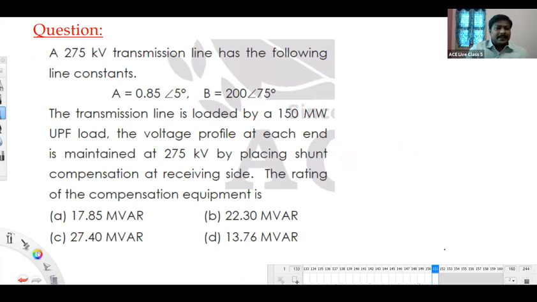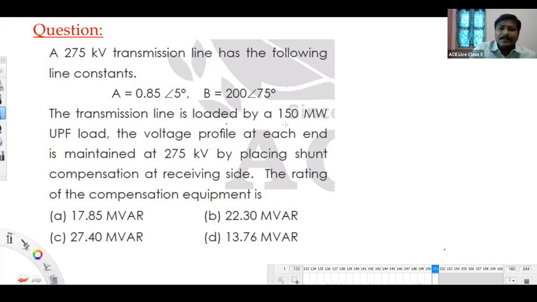A 275 kV transmission line has the following line constants. Parameter A, 0.85 at an angle 5 degree. Parameter B, 200 at an angle 75 degrees. Only A and B they have given.